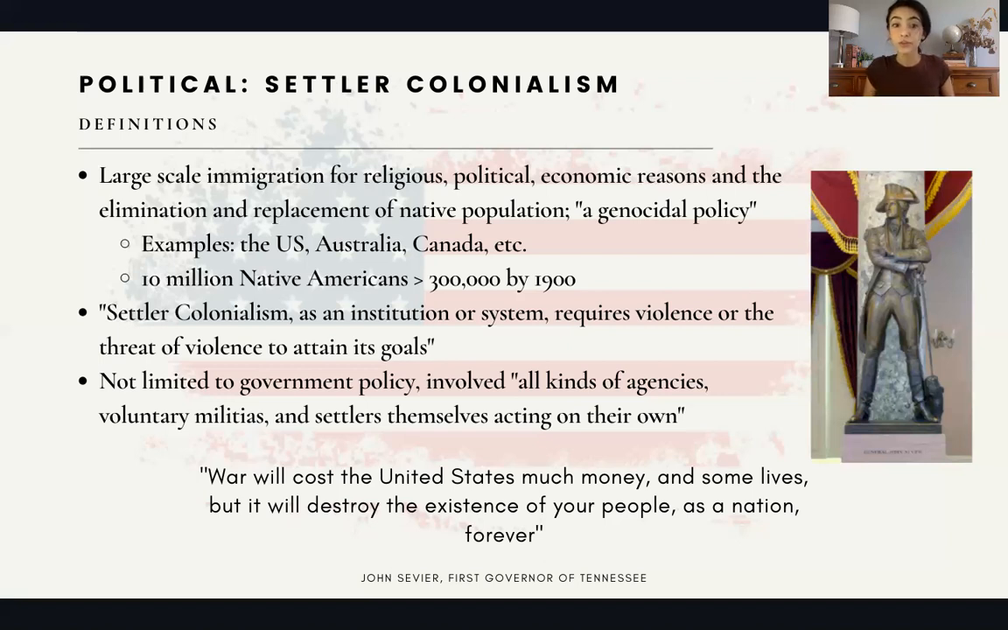So I also want to bring up this quote at the very bottom, which says, "War will cost the United States much money and some lives, but it will destroy the existence of your people as a nation forever." This is a quote from John Sevier, the first governor of Tennessee, and the image I've placed on the right-hand side is his statue in the Capitol building. So a lot of this history is hidden in plain sight. And narratives of disease or the encounter or multiculturalism allow us to ignore, at its core, the genocidal policies that were a part of the founding of the United States.